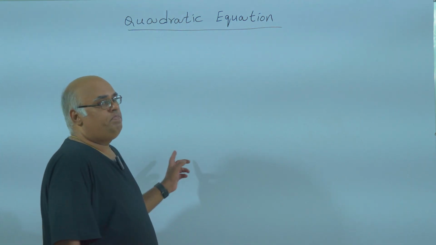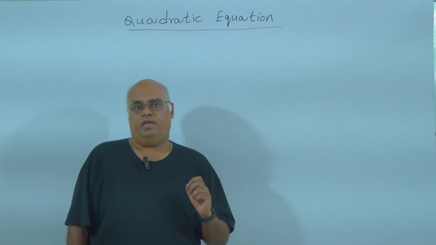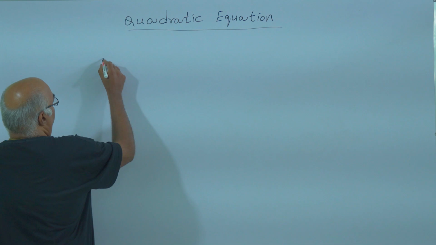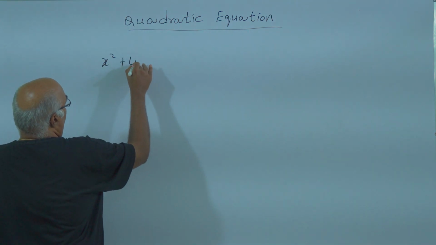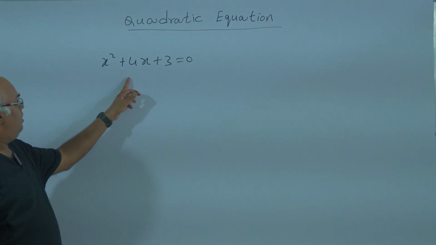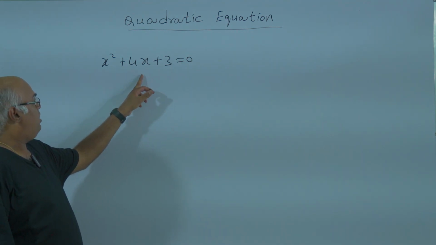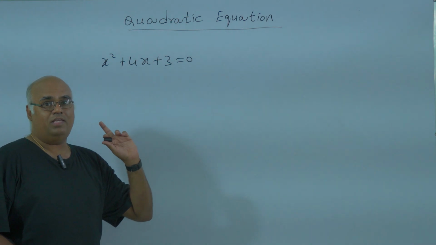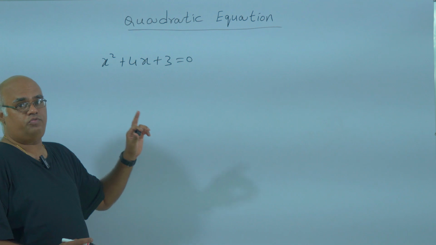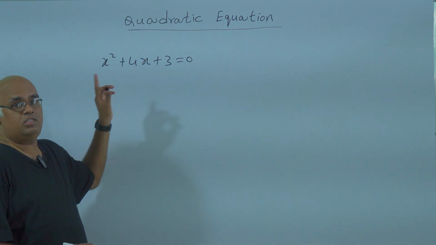The first thing is that the equation should contain only one variable. For example, x square plus 4x plus 3 is equal to 0. If you observe this equation, you have only one variable, that is x. You don't have more than one variable. So an equation should contain only one variable. This is the first condition.